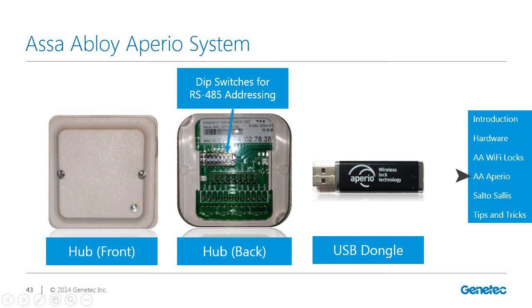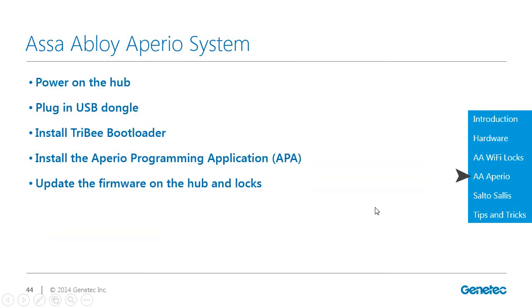So you can see here we've got the dip switches for the RS-485 addressing. Another thing you'll want to have on hand is the USB dongle from Aperio that's used for programming the unit. So at this point we need to power on the hub, and then I mentioned that USB dongle. We plug that into the computer that will be running the Aperio programming application software. That's what we're going to be using for the configuration.